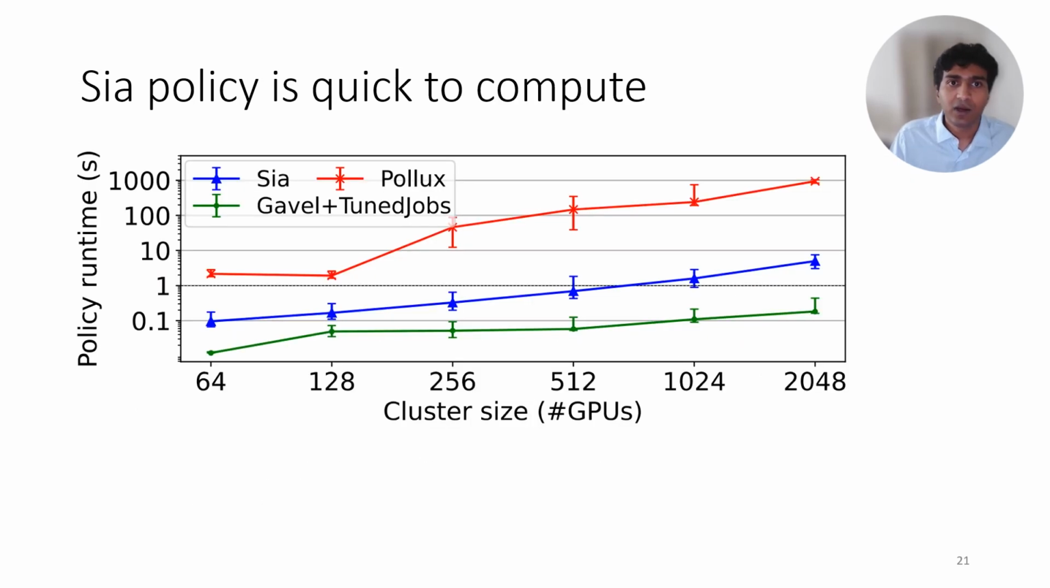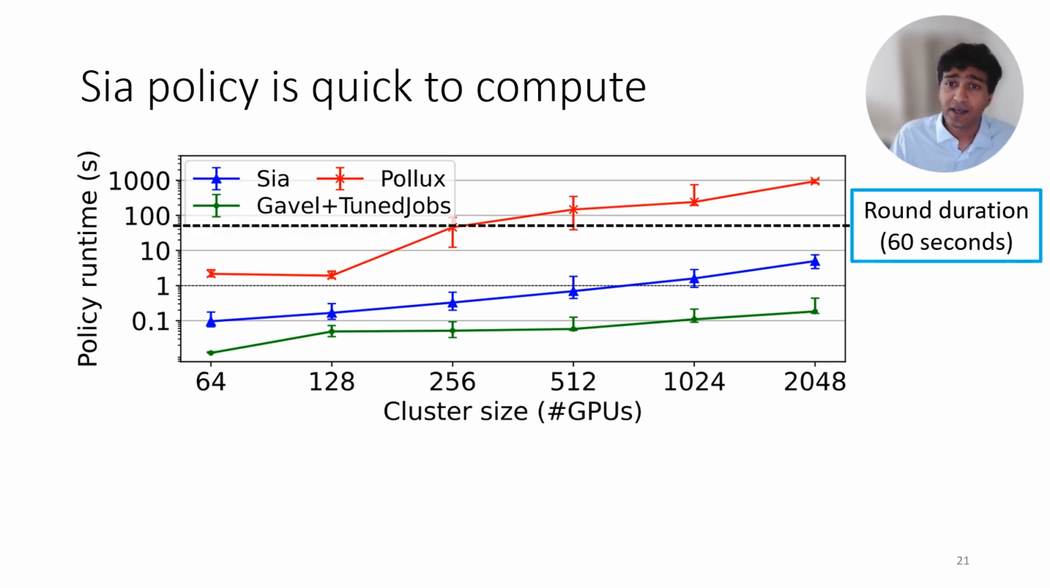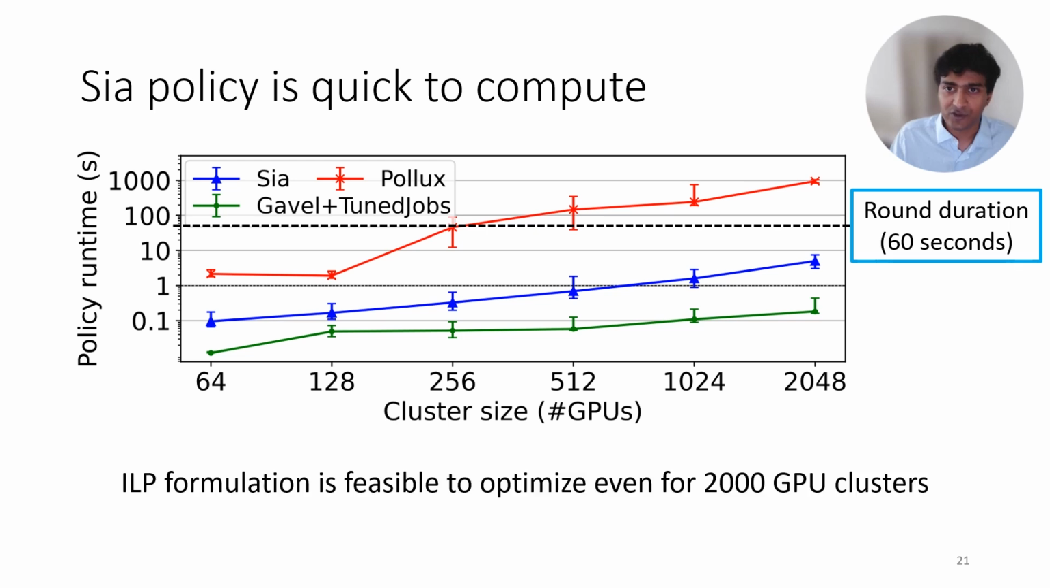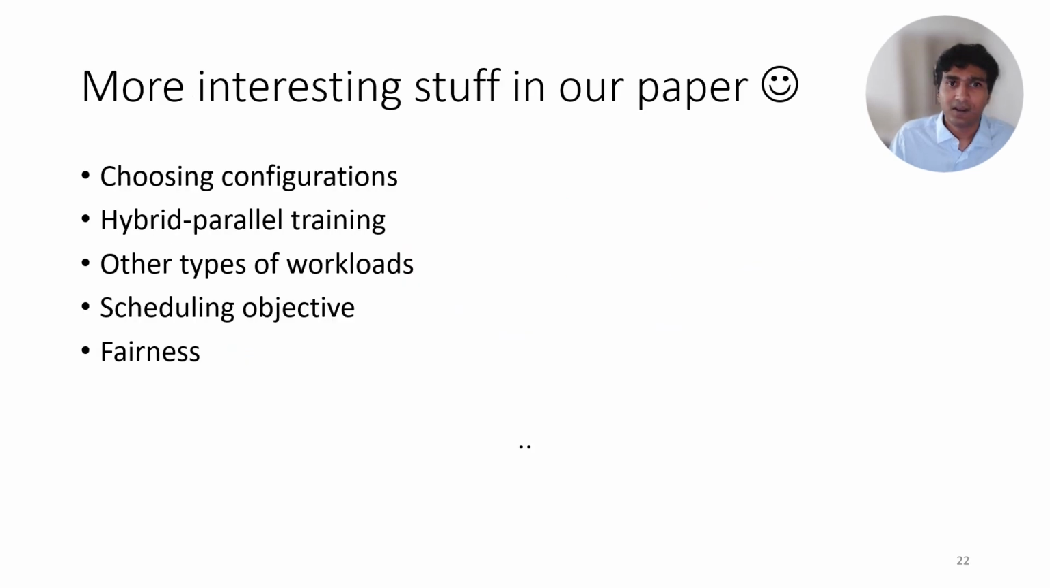CR policy is also quick to compute. In this graph, we plot the median time to compute allocations as we scale both cluster and job load up proportionally. We see that CR's ILP can be optimized before a scheduling round ends, even for 2000 GPU clusters. CR can also work with other forms of parallelism and can support other forms of workloads too. If that piqued your interest, please check out the paper for more discussion on the CR objective.